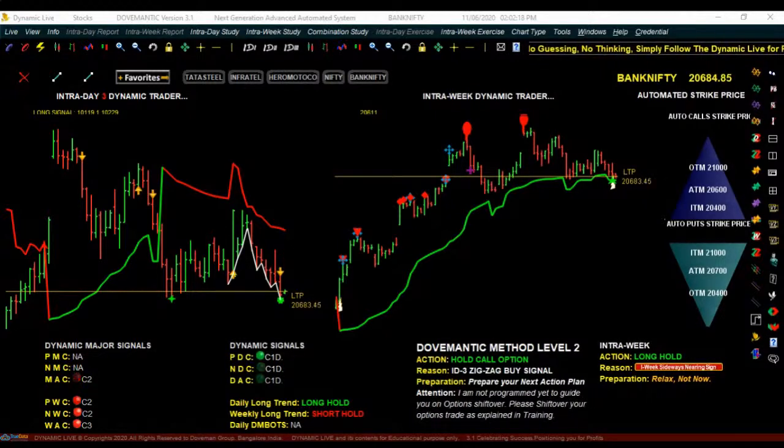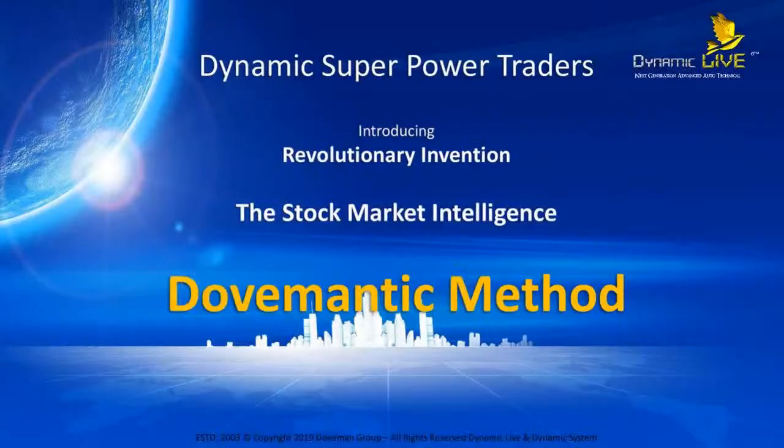because from here on you don't have to worry about the right entries and right exit, because Dynamic Superpower Traders have introduced a revolutionary invention called the Dynamic Live. It is the first ever stock market intelligence of the world. We call it the Dynamic method. Now, what is so very intelligent about this? The intelligence here is that it automatically identifies the right entry and right exit for you, so that you don't have to waste your time doing any research or analysis. You can straight away focus on trading and making money.